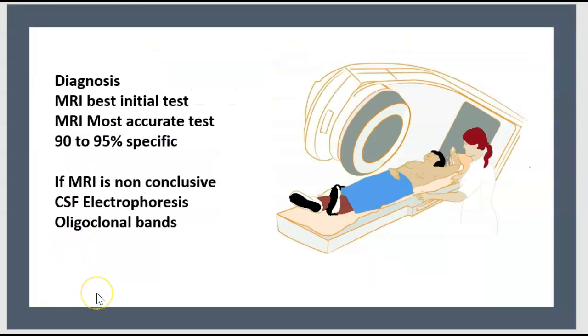What about diagnosis? MRI is the best initial test. MRI is the most accurate test, 95 to 99% specific. But if MRI is not conclusive, we do CSF electrophoresis, looking for oligoclonal bands.